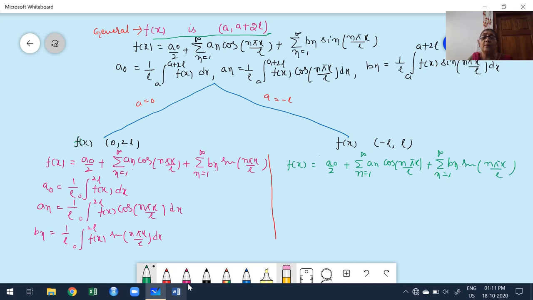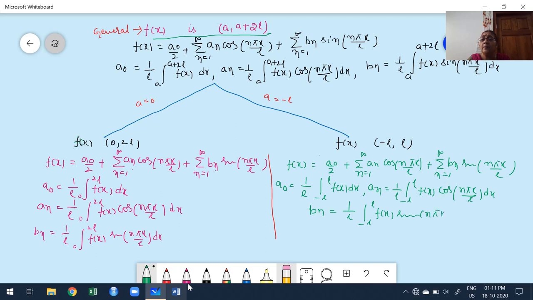Where, what is my a naught formula? A naught is 1 by L, integral from minus L to plus L of f of x dx. What is my an formula? It is 1 by L, integral from minus L to L of f of x cos of n pi x by L with respect to x. Similarly, the bn formula is 1 by L, integral from minus L to L of f of x sin of n pi x by L with respect to x. These things you already know.